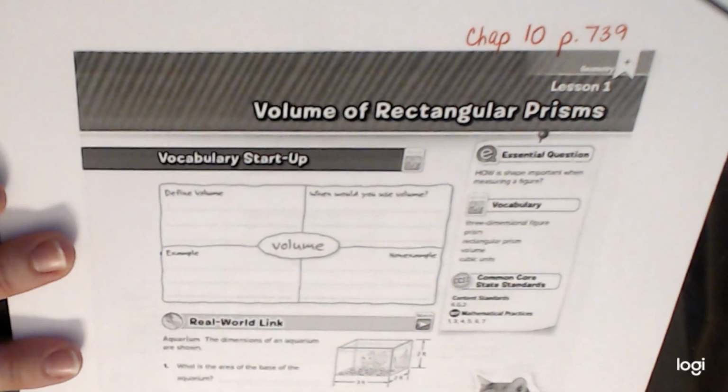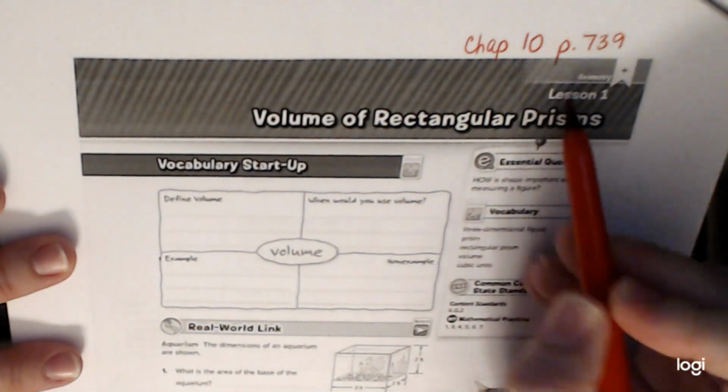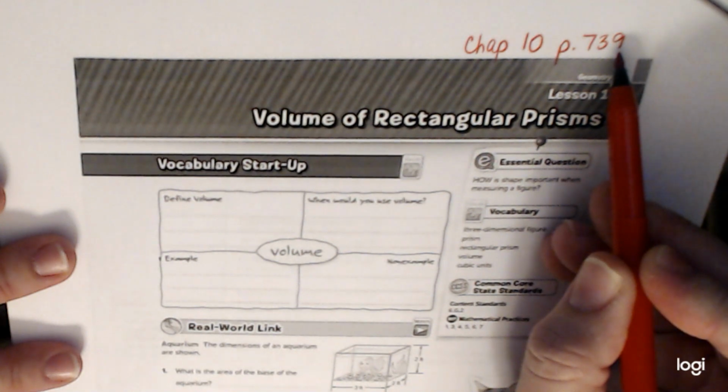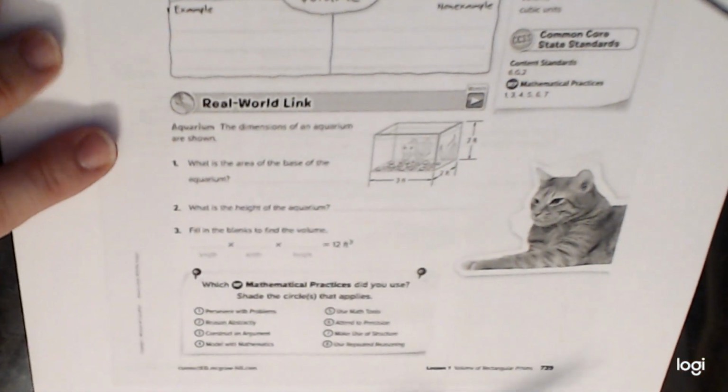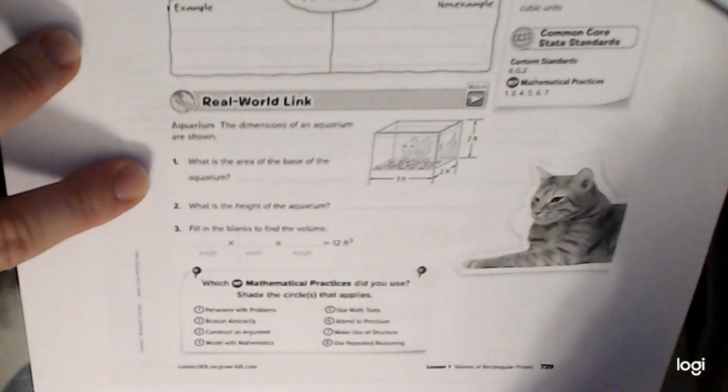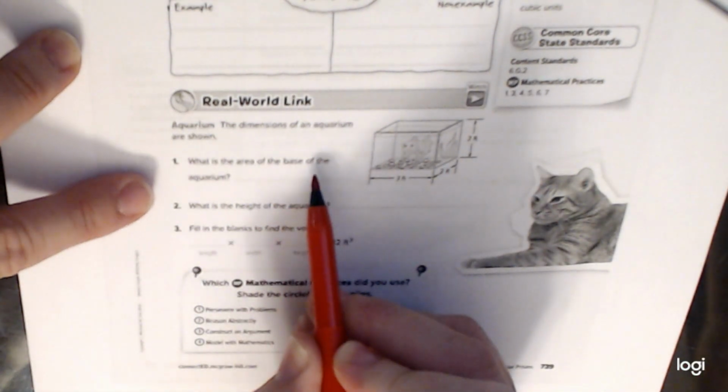All right, boys and girls, we're going to look at Chapter 10, Lesson 1. We're starting on page 339. Okay, let's look at the real world link. It says, what is the area of the base of the aquarium?